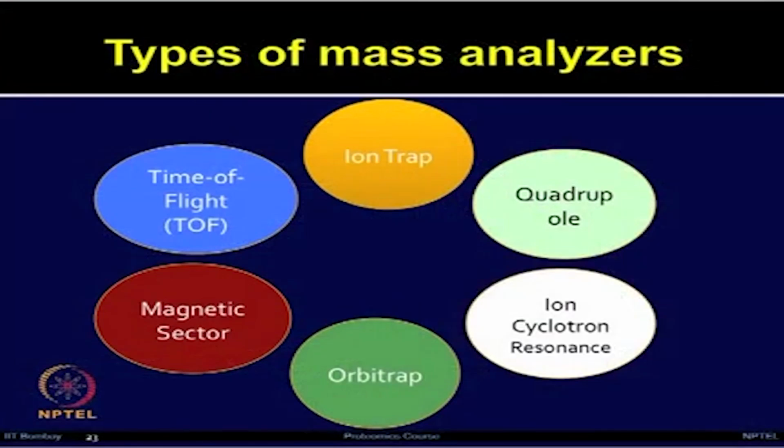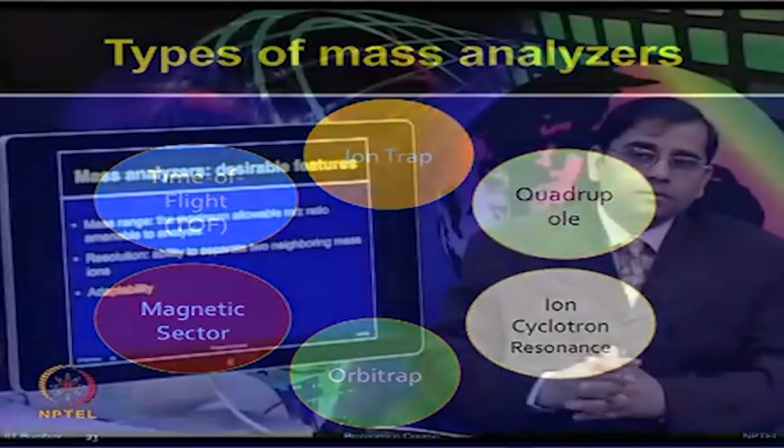There are several different types of mass analyzers currently available that use the same basic properties which we discussed. Some of the popular mass analyzer configurations are shown in the slide, which include time of flight or TOF, ion traps, quadrupole, magnetic sector or B trap, and ion cyclotron resonance.